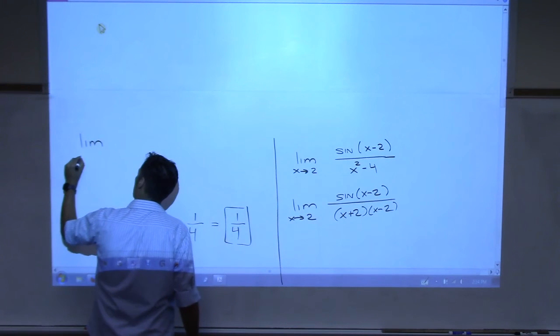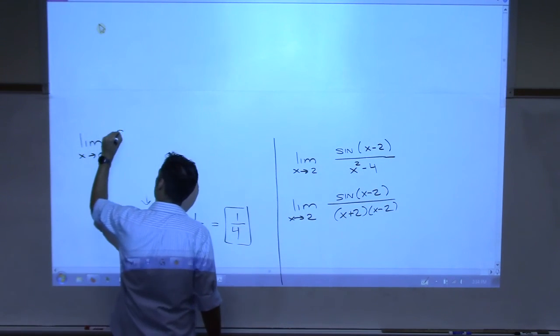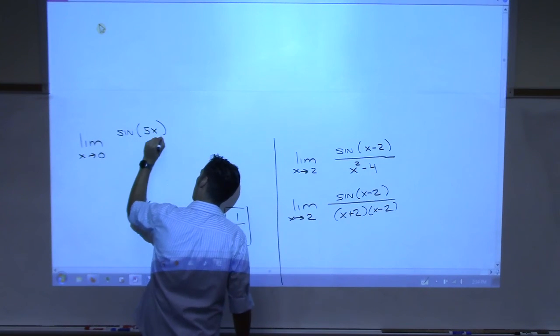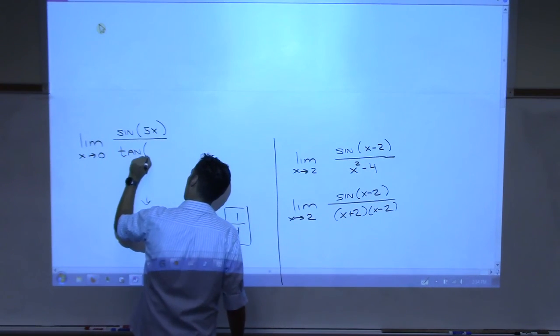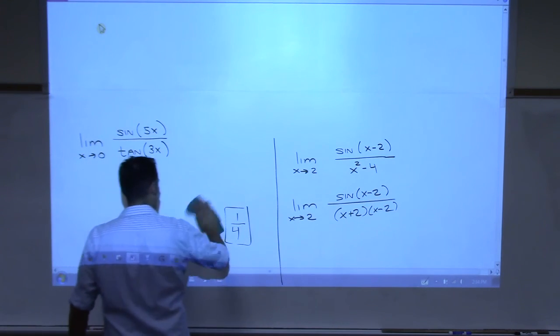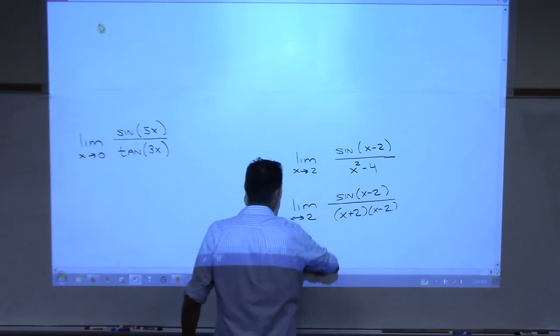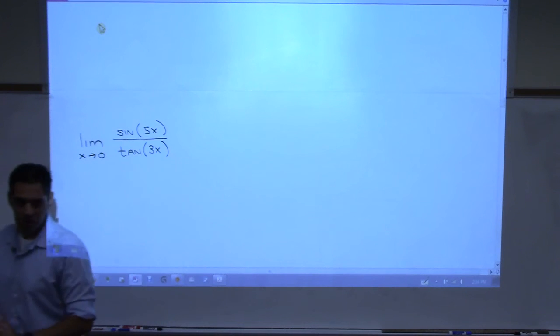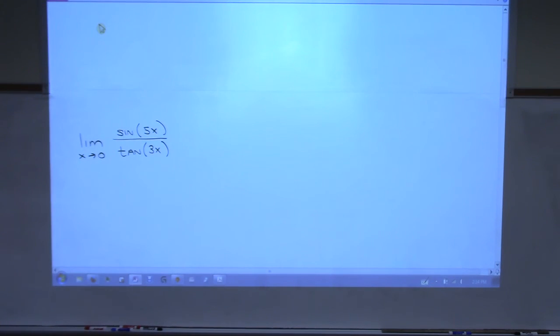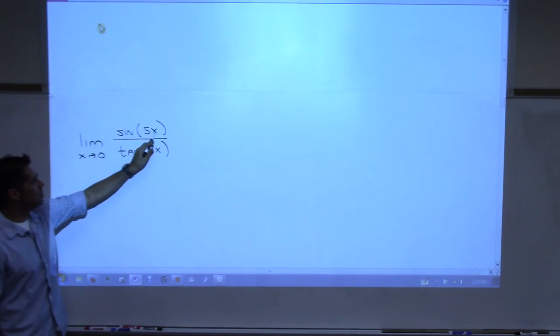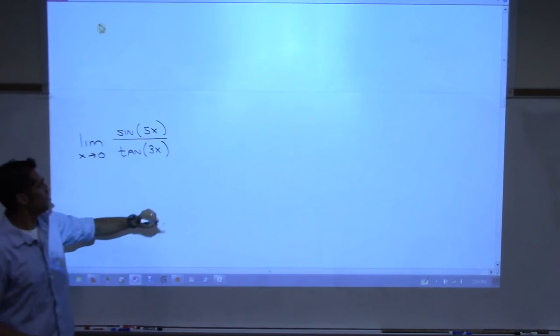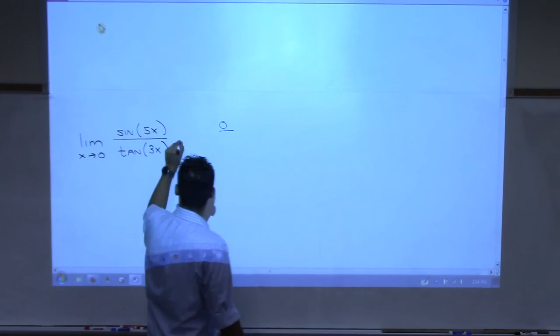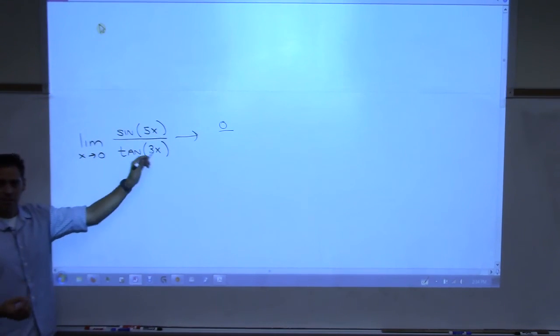Limit as x approaches 0 of sine of 5x over tangent of 3x. All right, let's talk about this. When you have a limit, what's the first thing you're always supposed to do? Direct substitution, see if you have a problem. Let x go to 0. 5 times 0 is 0, sine of 0 is 0, so I'm getting 0 on top. On the bottom, 3 times 0 is 0, and tangent of 0 is 0.